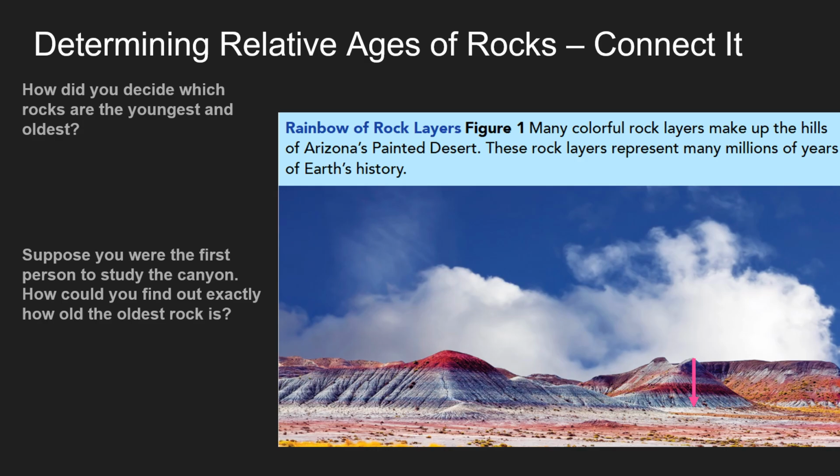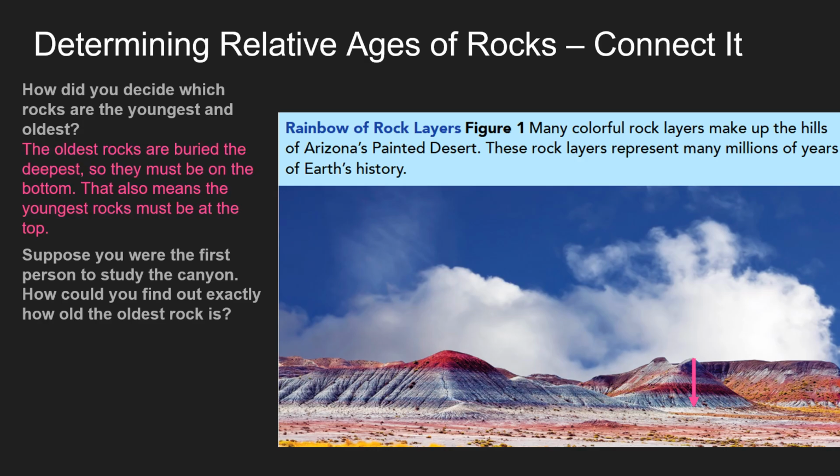So this is Rainbow of Rock Layers, Figure 1. Many colorful rock layers make up the hills of Arizona's Painted Desert. These rock layers represent many millions of years of Earth's history. How did you decide which rocks are the youngest and the oldest? So the oldest rocks are buried the deepest, so they must be on the bottom. That also means that the youngest rocks must be at the top.